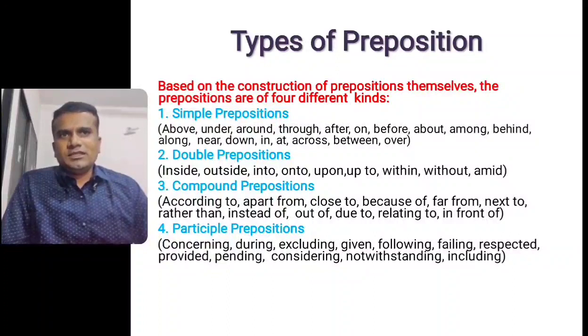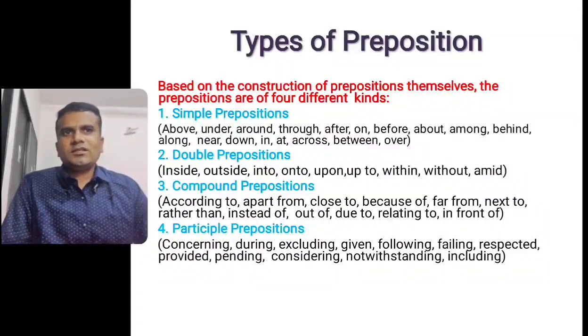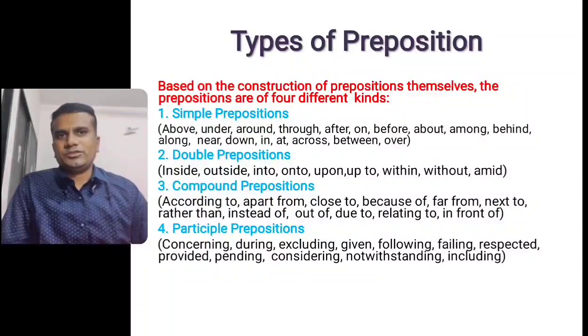Now, the next type of preposition is double prepositions. You will find that these prepositions are formed with the help of two prepositions: inside, outside, into, onto, upon, up to, within, without, amid. Now the third type of preposition is compound prepositions.